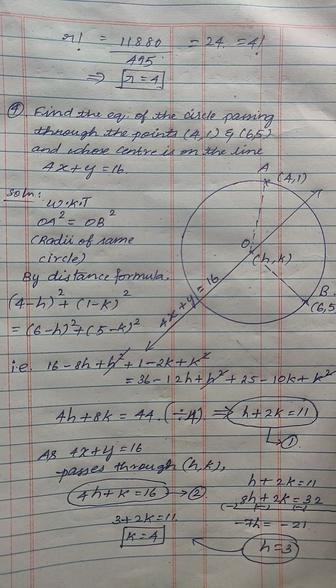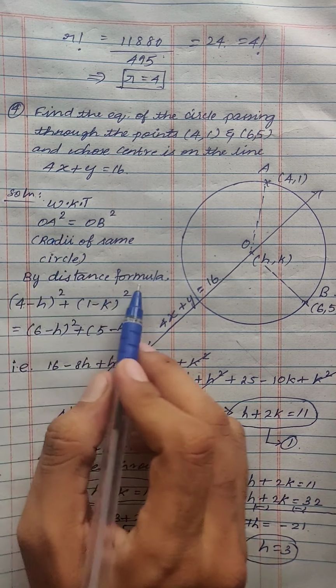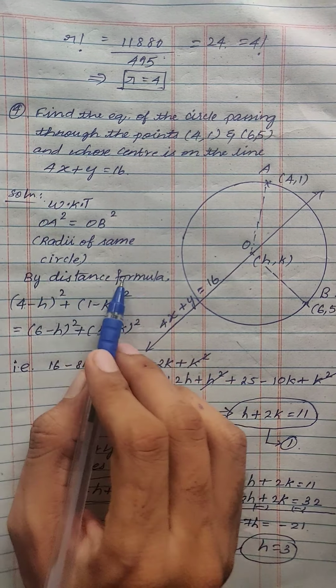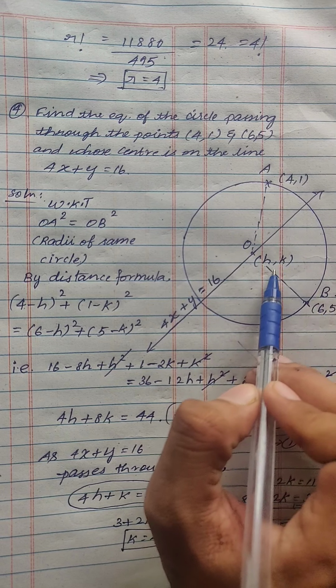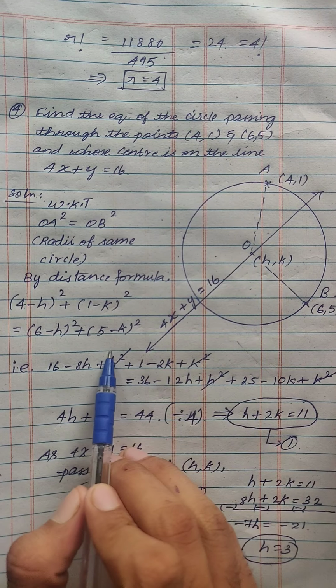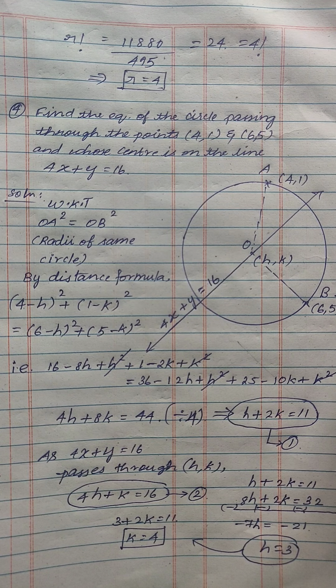Why I am doing OA square is equal to OB square is we have to eliminate the root in the distance formula. So when we apply distance formula, after squaring you will be getting 4 minus h the whole square plus 1 minus k the whole square equal to, similarly, 6 minus h the whole square plus 5 minus k the whole square. But both the distances are equal because they both are the radius of the same circle. I hope you can understand.